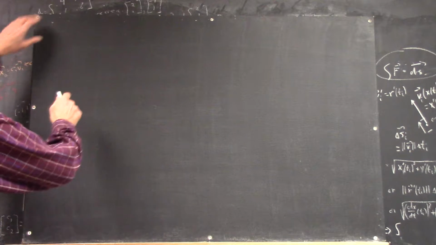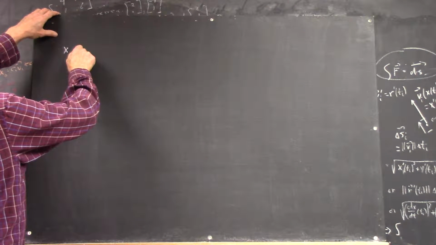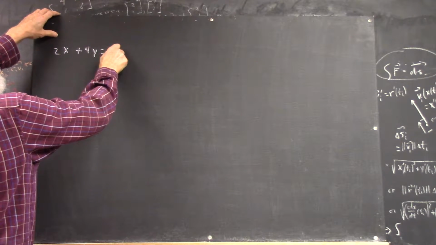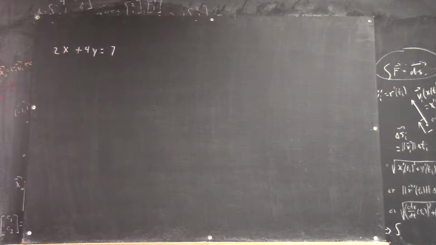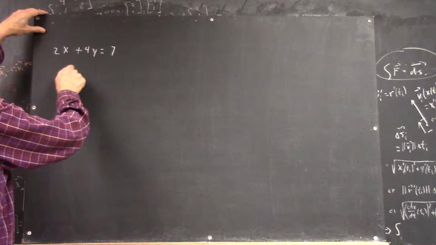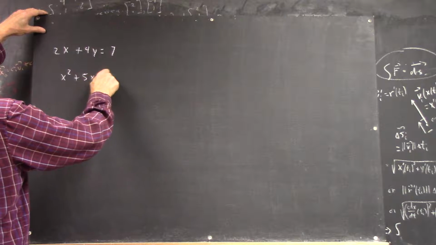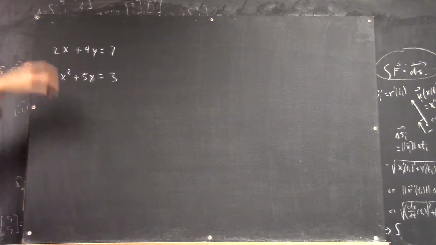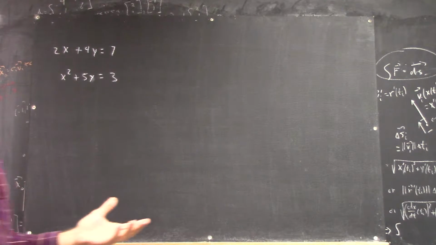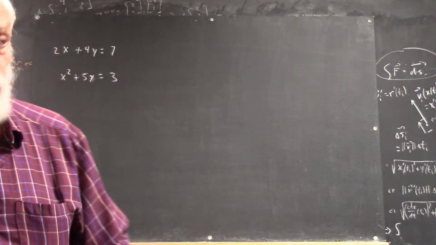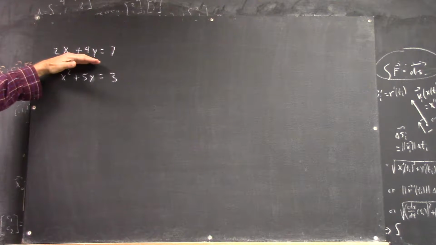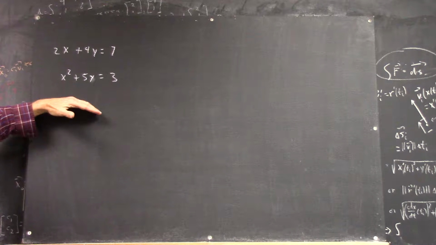Okay, on the homework I saw you had a set of simultaneous equations like 2x plus 4y equals 7 and x squared plus 5y equals 3. How do you solve that system? Well, people did pretty well with it, okay? I want to solve the first equation for one of these variables and then plug into the second one, right?